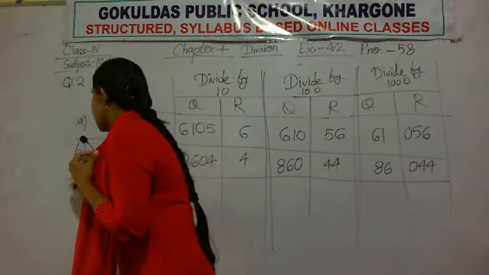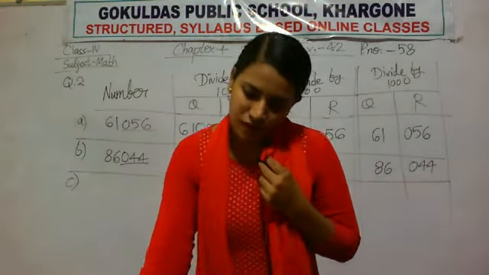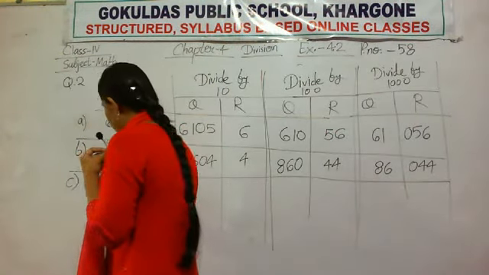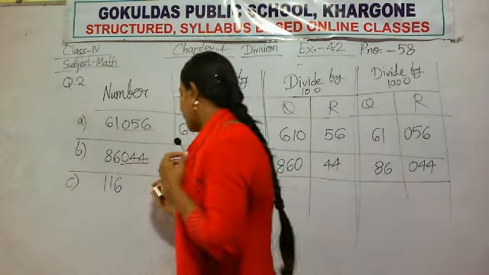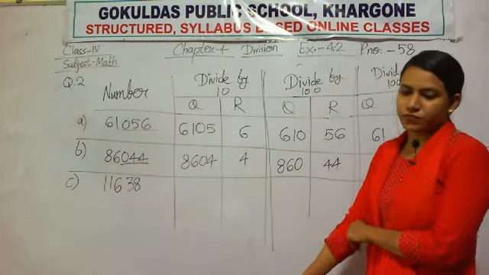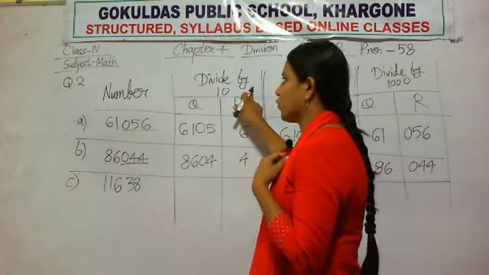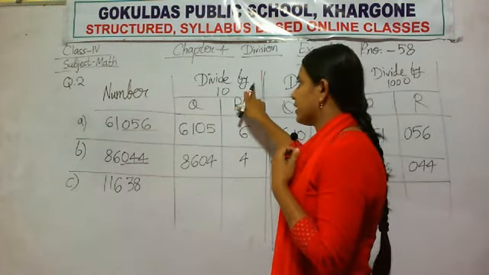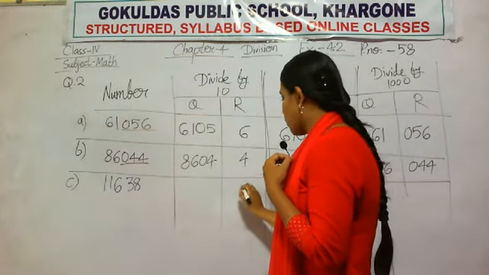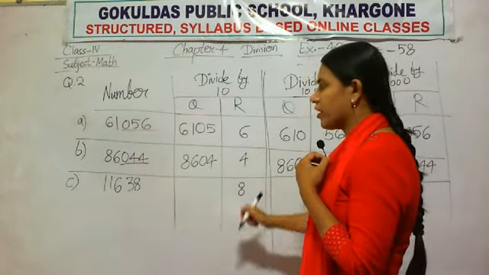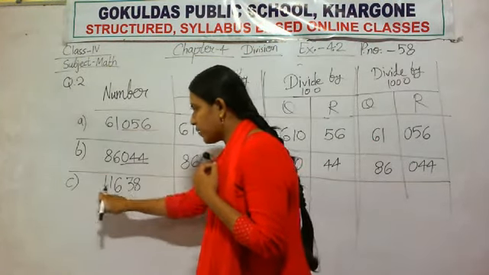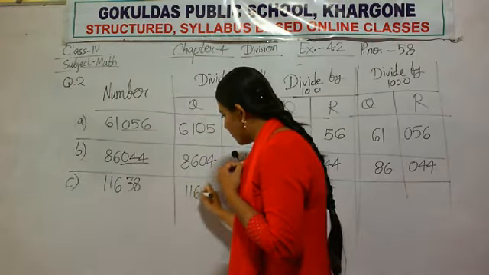Let us move to the next part, that is C. The given number is 11,638. Okay. You already know that if you divide any number by 10, then the digit at one's place is your remainder. So I am writing 8 in the remainders column, and the remaining digits is your quotient.